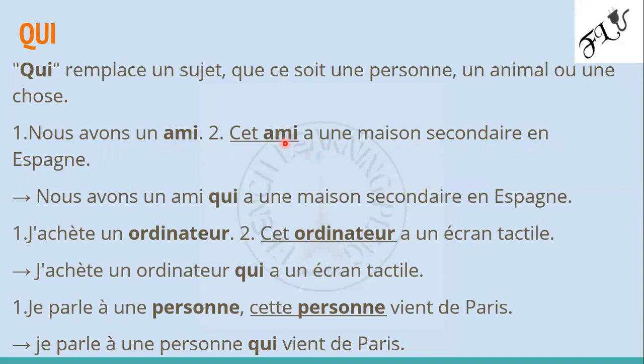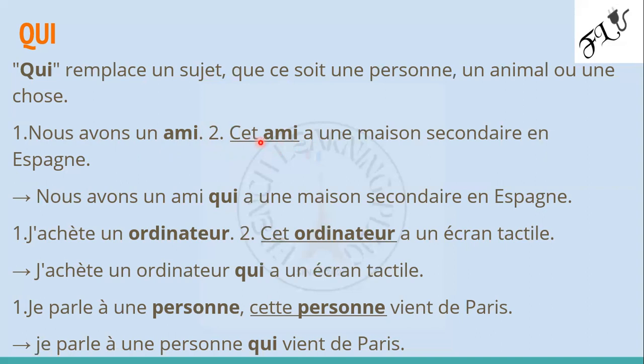It's been used to avoid repetition. So it replaces a noun to avoid repetition. So now we have two nouns. We have a noun that has been repeated twice in these two sentences. So in the first sentence, you have ami, second sentence, you have ami. So look at the ami in the second sentence. What is its function in that sentence?